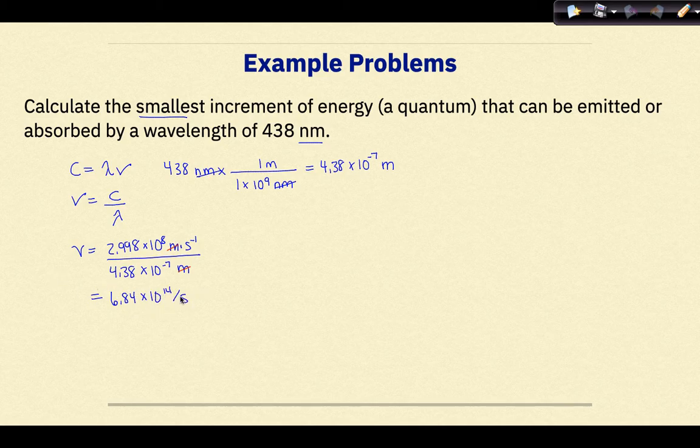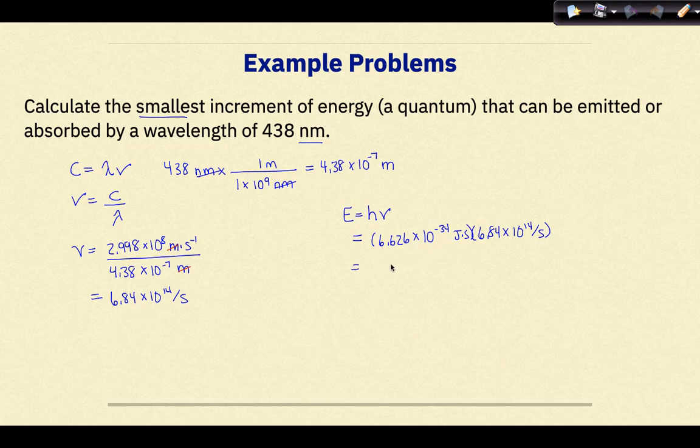So now I have frequency, and because I have frequency, I can go over to my formula of energy is equal to Planck's constant times frequency, with Planck's constant being 6.626 times 10 to the negative 34 joules second, and then my frequency being 6.84 times 10 to the 14th cycles per second. And then the seconds cancel out and I'm left with my unit of joules, which is what I want at the end.